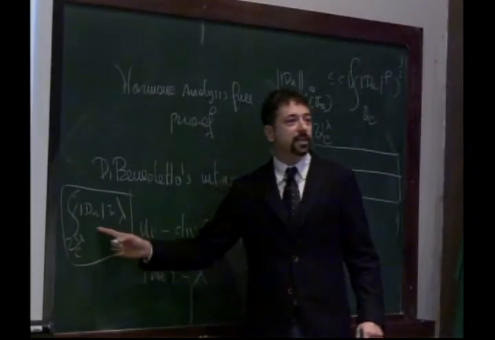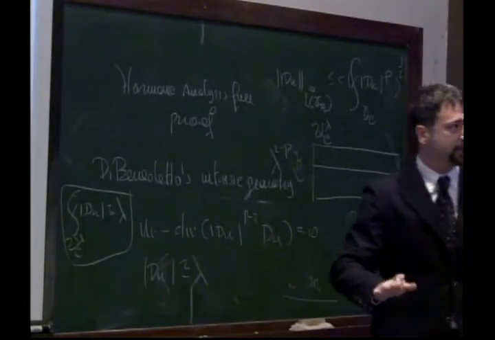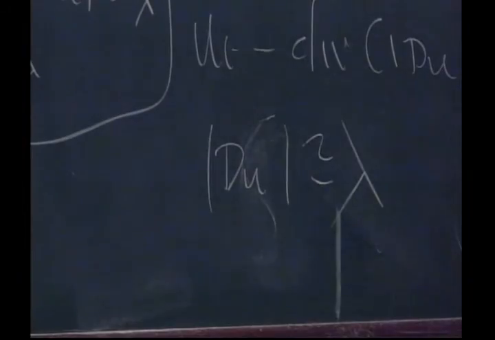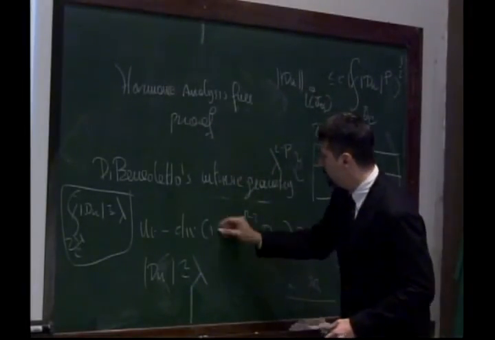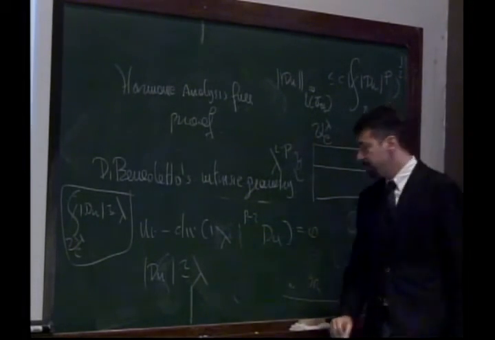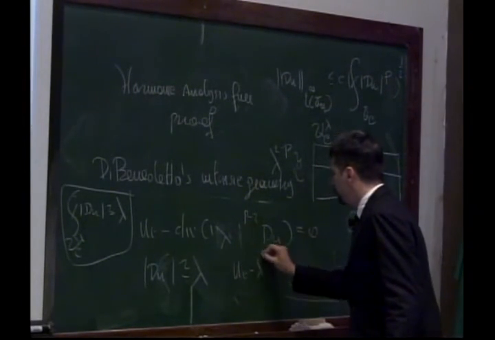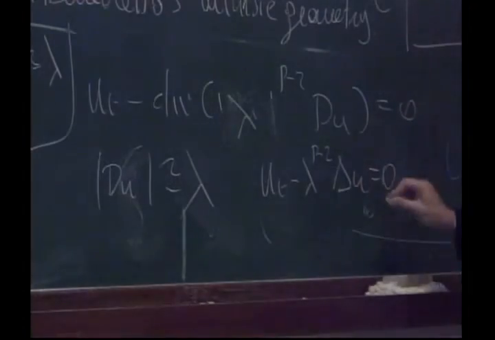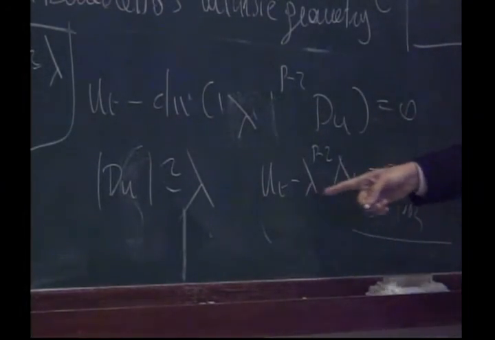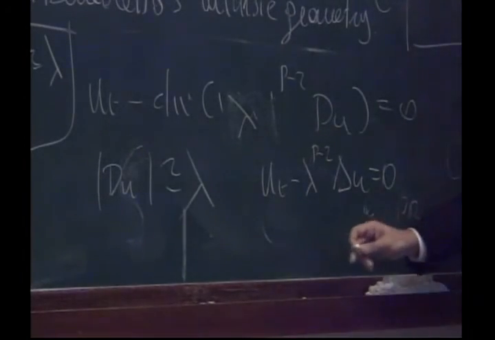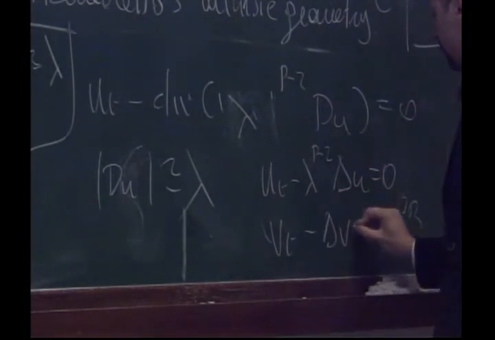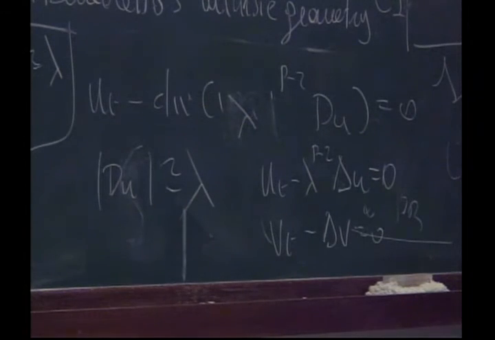Okay, and now assume that you can do this. Assume that you can find such cylinders. Now, on such cylinders, what happens? It happens that du is like lambda. Okay, if du is like lambda, this is lambda to the p minus 2. So this approaches the heat equation, because this is this guy. But now you do a change of variable, and you stretch the time by lambda to the 2 minus p, and therefore this becomes the heat equation on the cylinder Q1. And therefore, for the heat equation, you have homogeneous estimates.